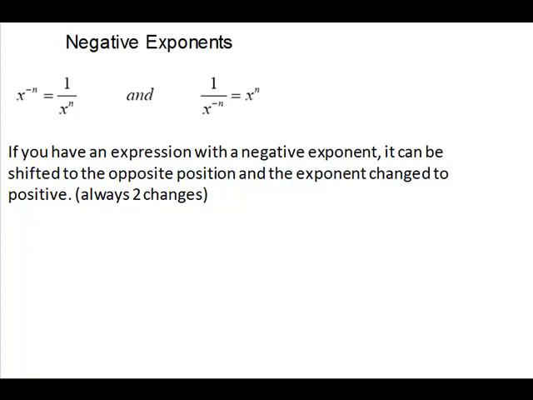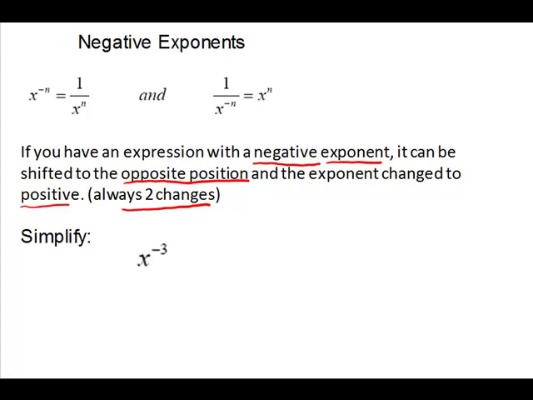So if we have an expression with a negative exponent, notice the word negative and exponent, it can be shifted to the opposite position and the exponent changed to positive. You always have 2 changes. So if something has a negative exponent, it's going to shift. If it's down, it goes up. If it's up, it goes down. And the exponent will change to positive. Let's look at some examples.